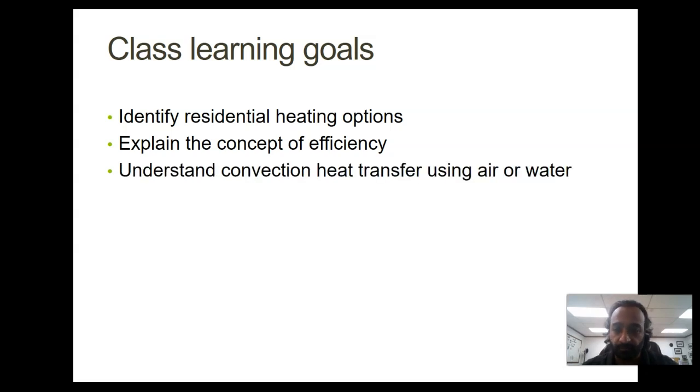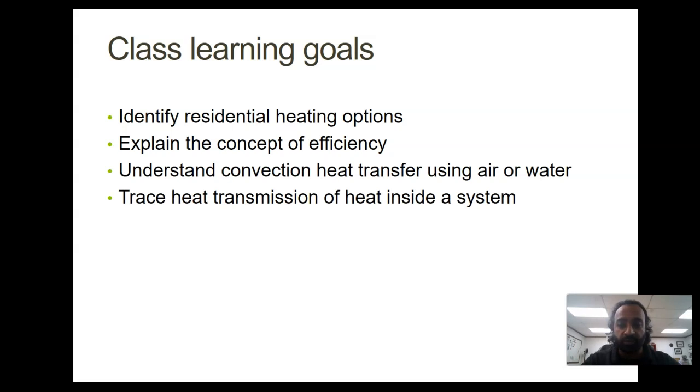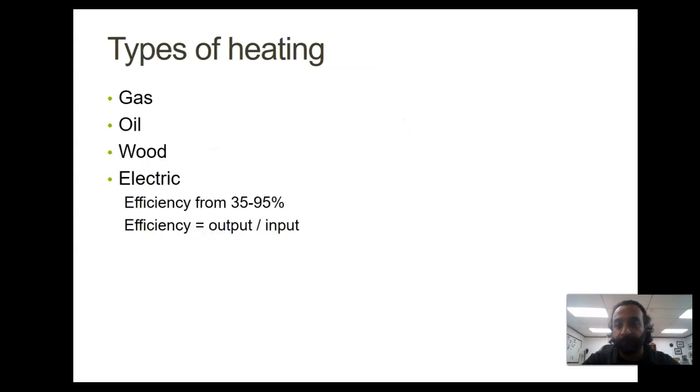We'll also understand convection heat transfer using air or water. We did talk about the three modes of heat transfer: convection, conduction, and radiation. Also, we would like to trace heat transmission inside a system. Meaning, if you burn some fuel or generate some heat inside the furnace, you want to trace how that is carried all the way to the space where it is needed.